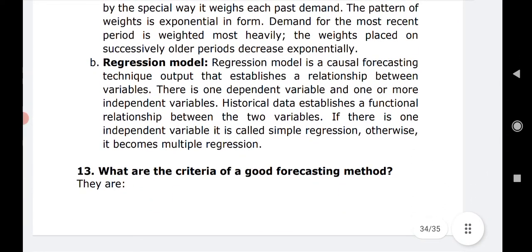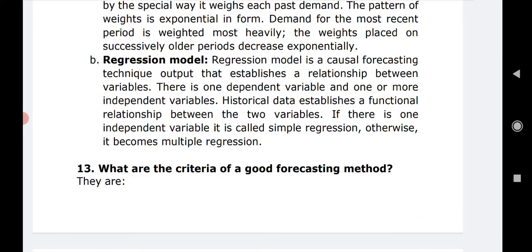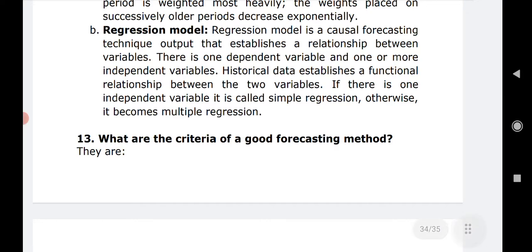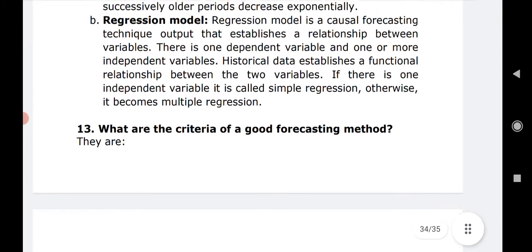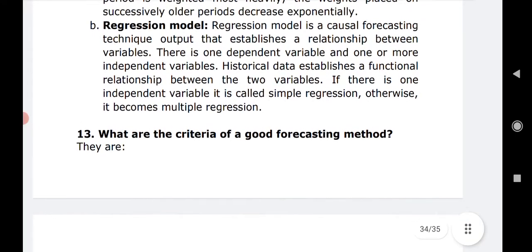The regression model is a kind of causal forecasting technique that establishes a relationship between variables, right? There is one dependent variable and one or more independent variables which may be used. Historical data establishes a functional relationship between the variables, and if there is one independent variable, it is called simple regression, otherwise it becomes multiple regression. This may be considered one of the statistical methods, or even known as a quantitative method, right? And the regression model can then be used for forecasting.